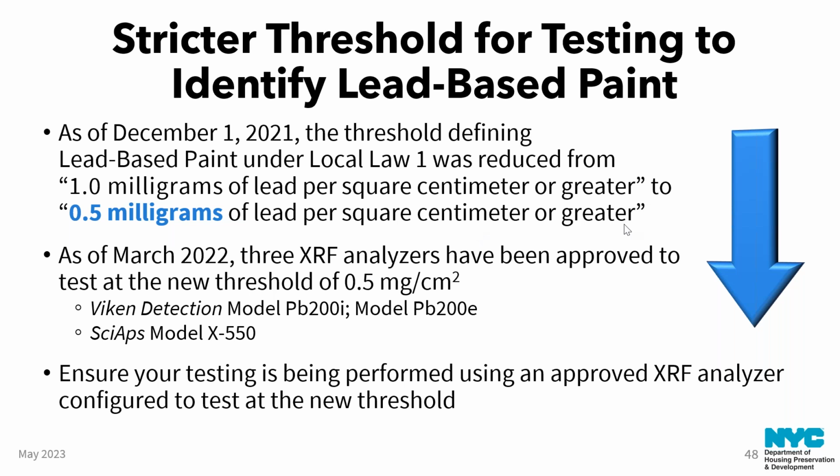And any contractor you hire to do testing for the presence of lead-based paint on a painted surface should be using one of the 3 approved XRF analyzers that are able to test at this new strict threshold. And those are the Viken Detection Model PB200I or Model PB200E, and the SciAps Model X550. So your contractors who do testing should be familiar with these. If they aren't, that's a sign that they're probably not a responsible contractor. And you'll want to make sure that they're testing at this new threshold.